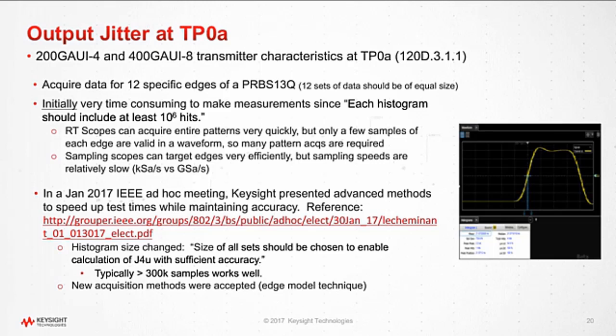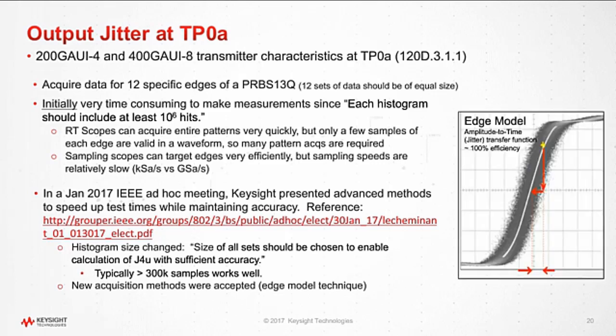But there were two main outcomes. One is the histogram size changed. No longer do you have to have 1 million samples in that histogram. And the other change was some new acquisition methods were accepted, being the edge model technique that I'll tell you about.